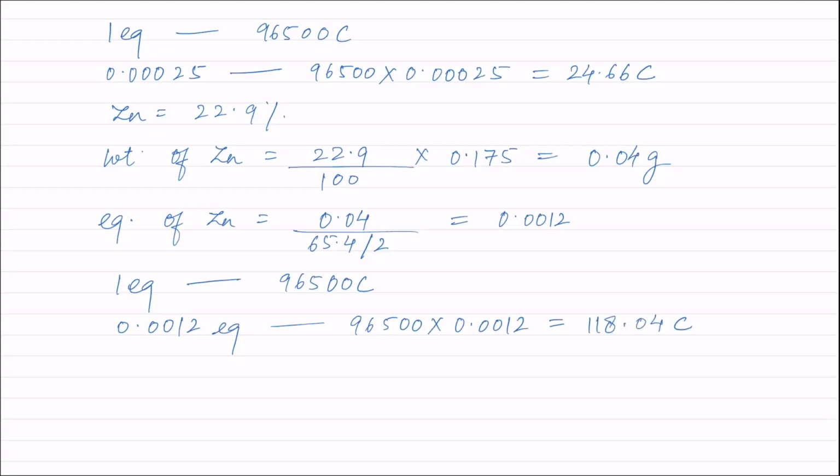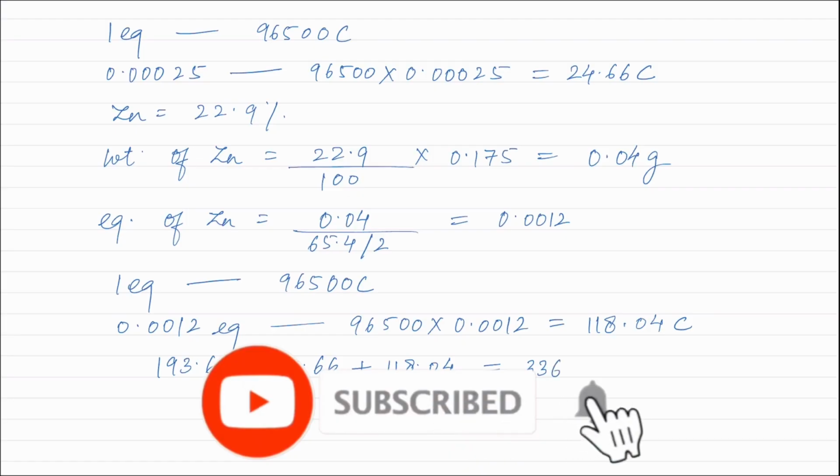and this is equal to 118.04 coulombs. Therefore, the total number of coulombs will be equal to 193.6 coulombs plus 24.66 coulombs plus 118.04 coulombs, and this is equal to 336 coulombs.